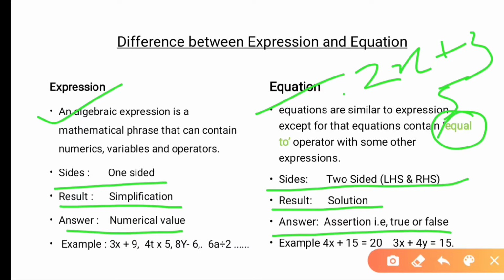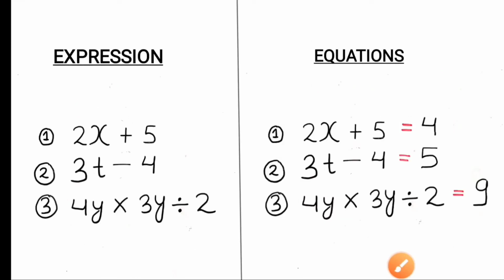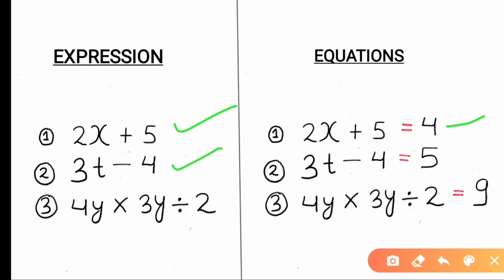For example, 3x plus 9 is an expression. 4x plus 40 into 5 is an expression. Here you can see the difference. 2x plus 5 is an expression, whereas if I write 2x plus 5 equals 4, it is an equation. 3t minus 4 is an expression, but if I write 3t minus 4 equals 5, it is an equation. 4y plus 3y divided by 2 is an expression, but if I write equals 9, it is an equation.